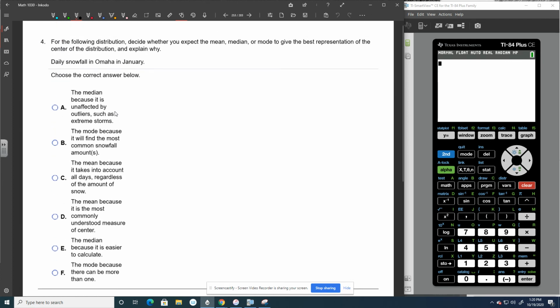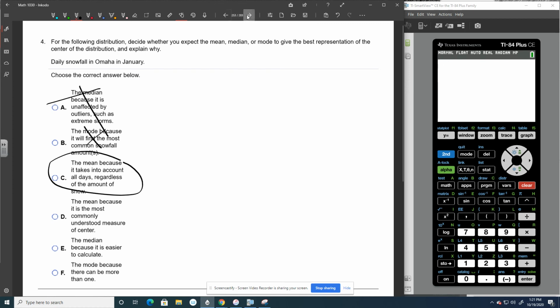median, I'm not really worried about outliers when I'm looking at snowfall because I want to consider those outliers. That's important, the amount of snowfall. The mode, I don't think I would consider because I don't want to know the most common snowfall. I want to know all of the snowfall. So I would choose the mean because it's going to consider all the days, not just the no snow days and the big snow days. It's going to consider all of them if I'm looking for the daily snowfall in January.